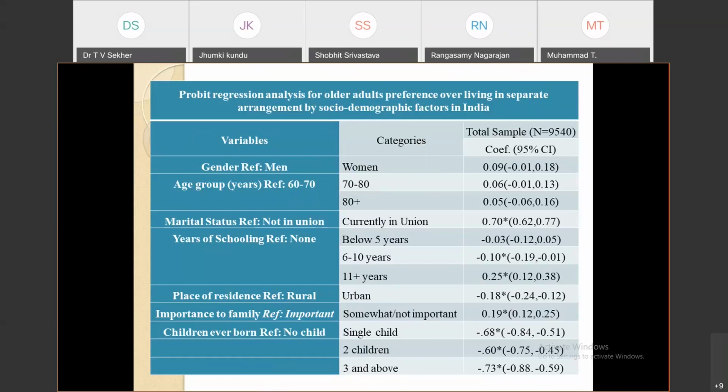The availability of children also shows a significant result with a negative association, where those who have no children or fewer children always prefer separate living, whereas those who have a higher number of children prefer co-residential living more.